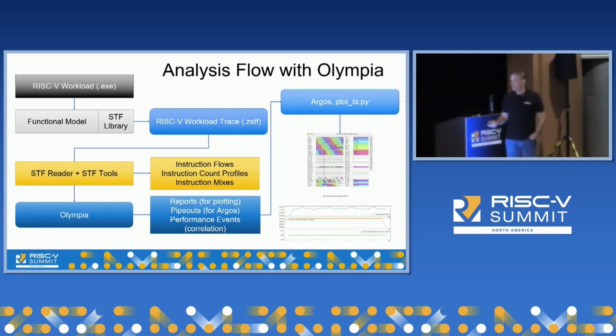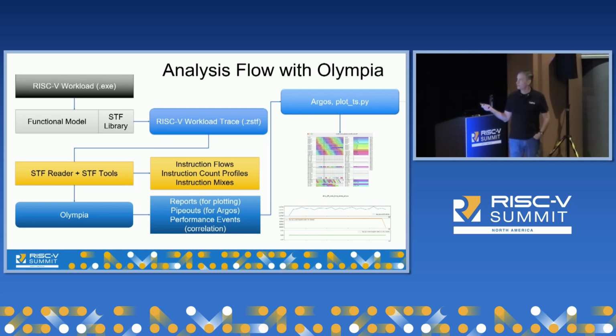But that trace is then actually sent to Olympia. And you run Olympia on that, and it'll generate, as I said earlier, a report, a pipe out, which is this rainbow chart here. You can generate performance events and so forth. The reports for plotting, you can generate a CSV file.